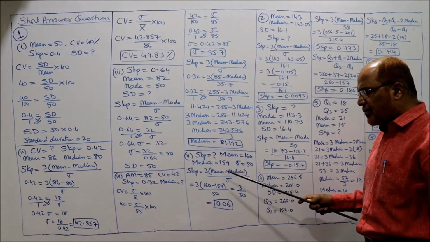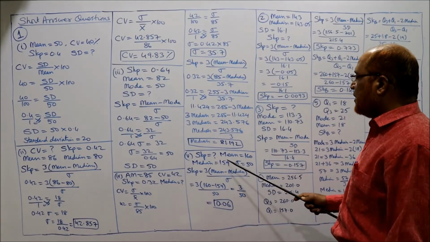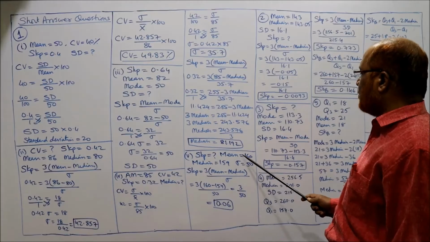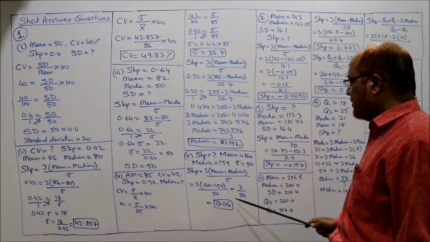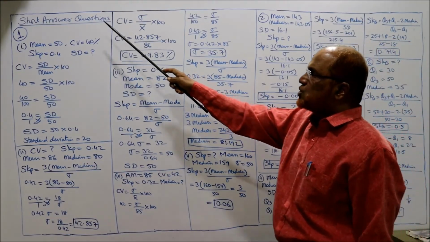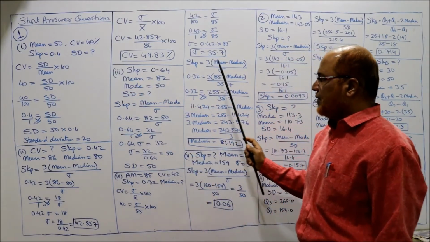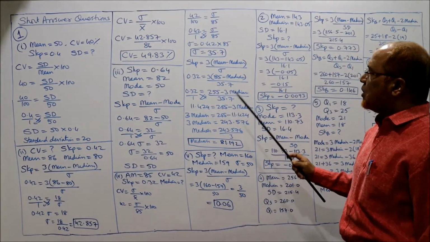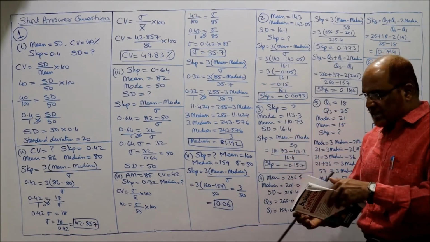So according to the information we are applying the formula. 3 into 160 minus 159, divided by 50. We'll get 0.06. The first problem, in short answer questions, consists of 5 bits. 1, 2, 3, 4 and 5. So up to here we have completed problem number 1. Now second problem, you see.